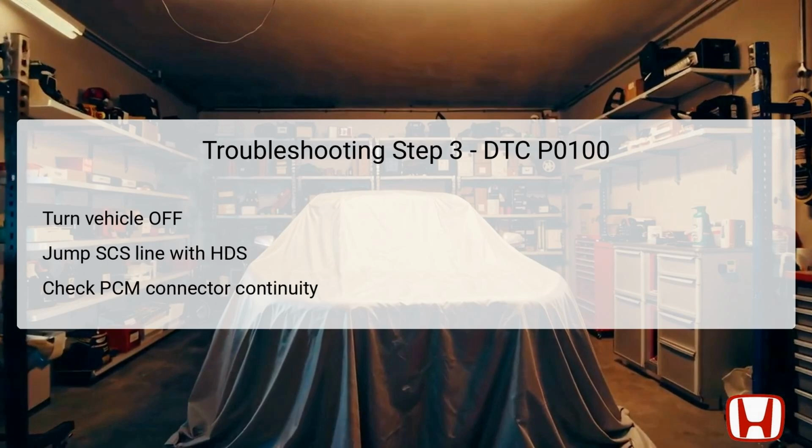For the third troubleshooting step, turn the vehicle back to the off position to safely prepare for the next phase of inspection. Jump the SCS serial communication system line using the HDS, which enables you to access deeper diagnostic functionalities. It is important to wait for more than 1 minute after the SCS is jumped. This allows the system to enter the desired mode adequately.